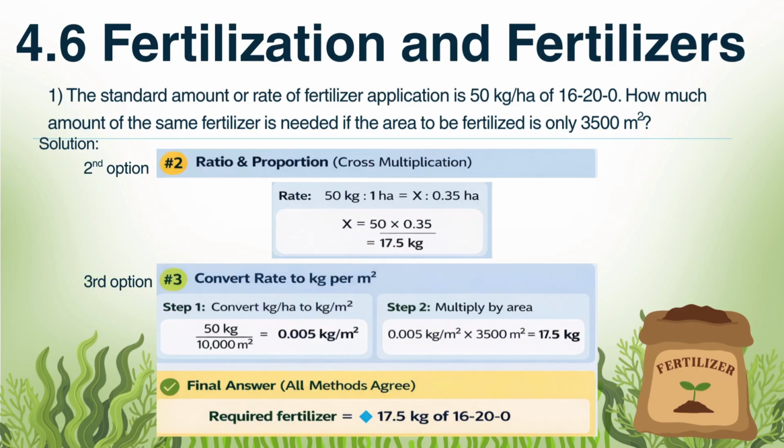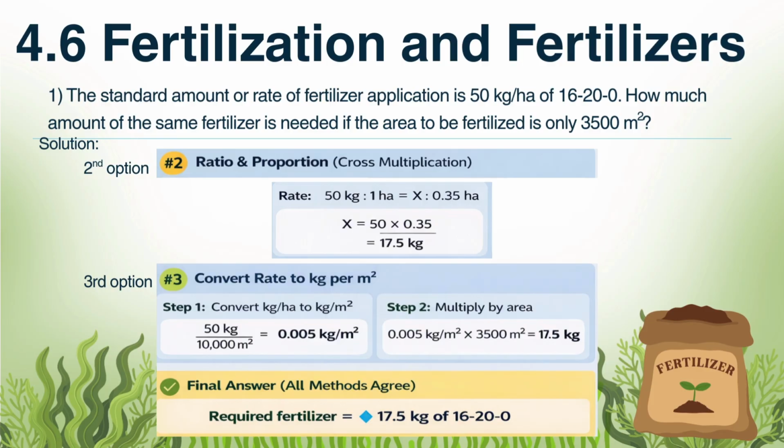The next method is ratio and proportion, or using cross multiplication. So the rate 50 kilograms is to 1 hectare as x is to 0.35 hectares. We will cross multiply. This will give us x equals 50 times 0.35 over 1. Then the result will be the same, 17.5 kilograms.